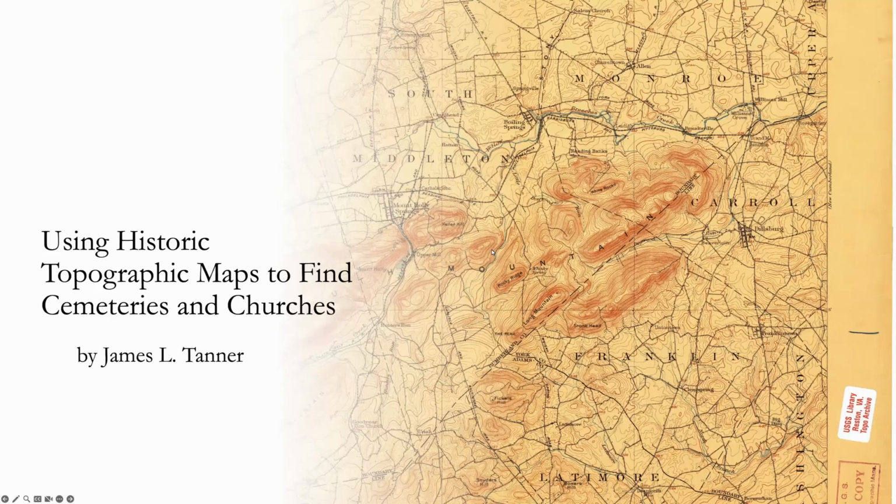We're going to talk today about using historic topographical maps to find cemeteries and churches. Well, we'll find a lot more besides cemeteries and churches, but I just wanted to use those two, you know, because those are the things I think people are looking for the most when they get on these old maps.